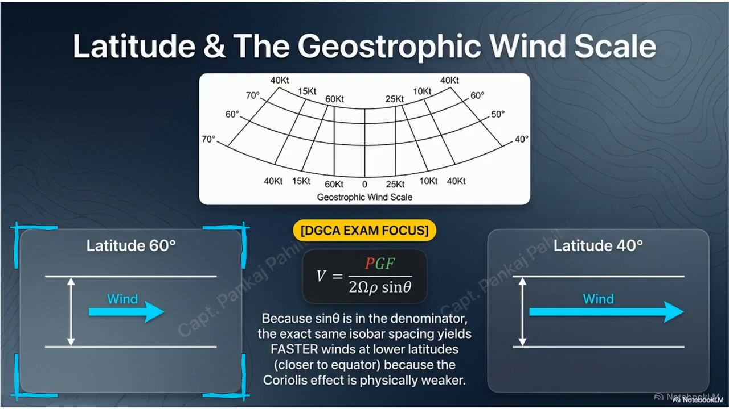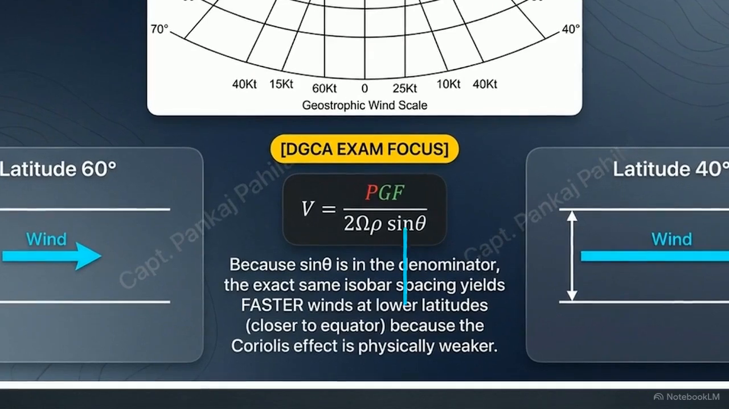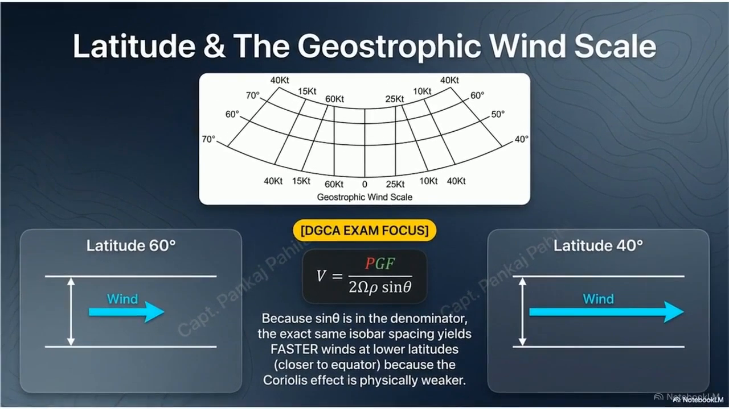Compare the identical isobar spacing at 60 degrees latitude on the left with 40 degrees latitude on the right. Look at the mathematical proof. Because the sine of latitude sits in the denominator, lowering the latitude physically weakens the Coriolis effect. To maintain equilibrium against a constant pressure gradient, the wind must travel faster. Identical isobar spacing yields faster winds closer to the equator.